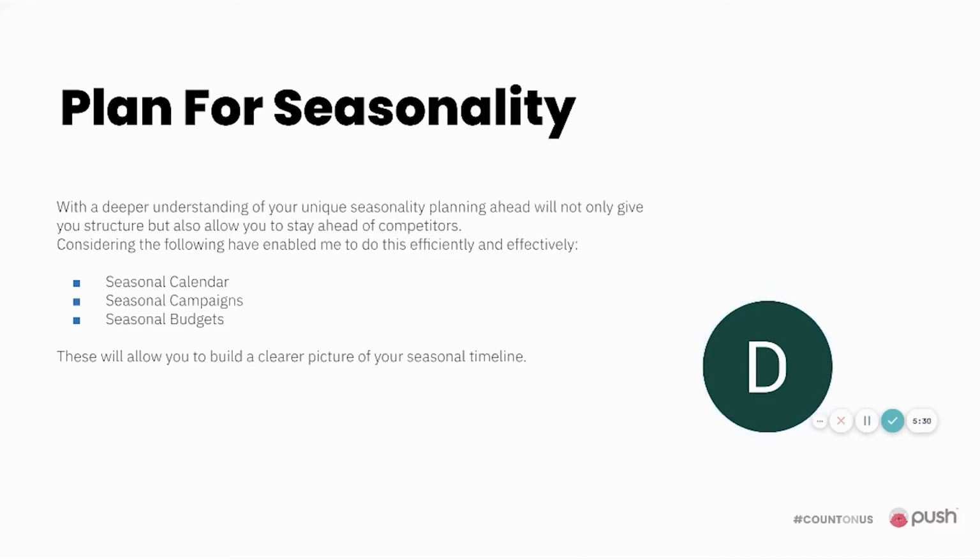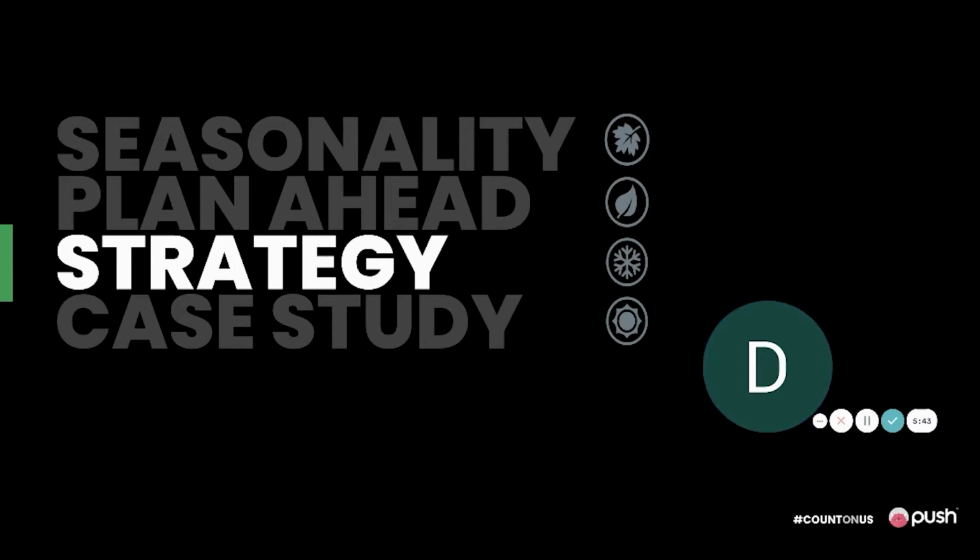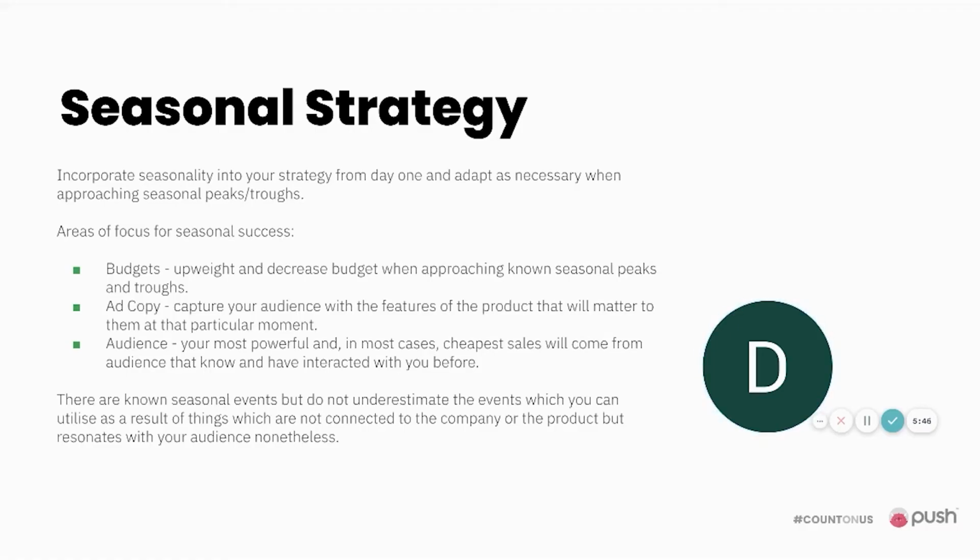So this, married with understanding your unique seasonality, gives you a bit of structure, a bit of understanding on where your unique seasonality is. Now, how do we strategize on the back of that? So, seasonal strategy. There are specific areas that you can focus on that really will work for all campaigns. Of course, this is not limited to these things. However, again, you can see budgets there. You want to upweight and downweight your budgets when you're approaching known seasonal peaks and troughs.